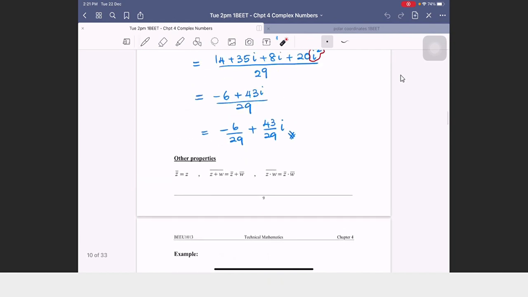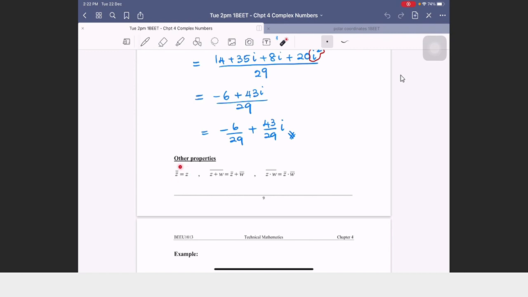And then you also have properties. If you look at the properties, the z bar notation is a conjugate expression. So z bar means the conjugate of that particular z.